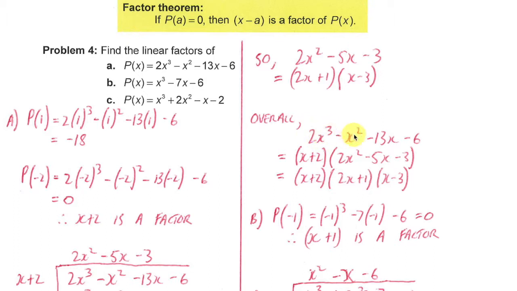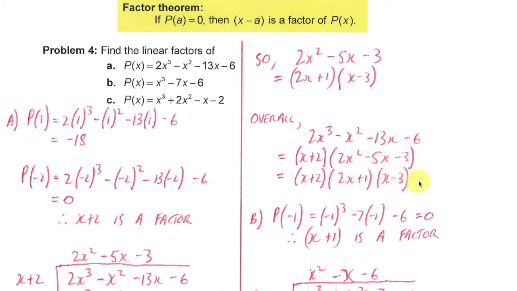2x cubed minus x squared minus 13x take away 6 is equal to x plus 2 multiplied by this quadratic. And then that quadratic can be factorised as well. So what I have is that this cubic, when completely factorised, is equal to x plus 2 multiplied by 2x plus 1 multiplied by x minus 3.